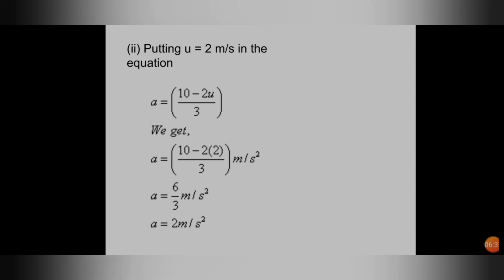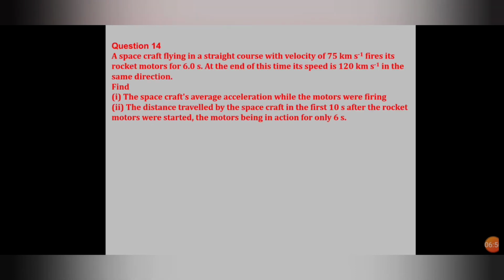We're putting u is equal to 2 meter per second now in the equation. We're getting a is equal to (10 minus 2u) upon 3. So when you substitute, we get a is equal to (10 minus 2 into 2) upon 3 meter per second. That is again coming 2 meter per second square.